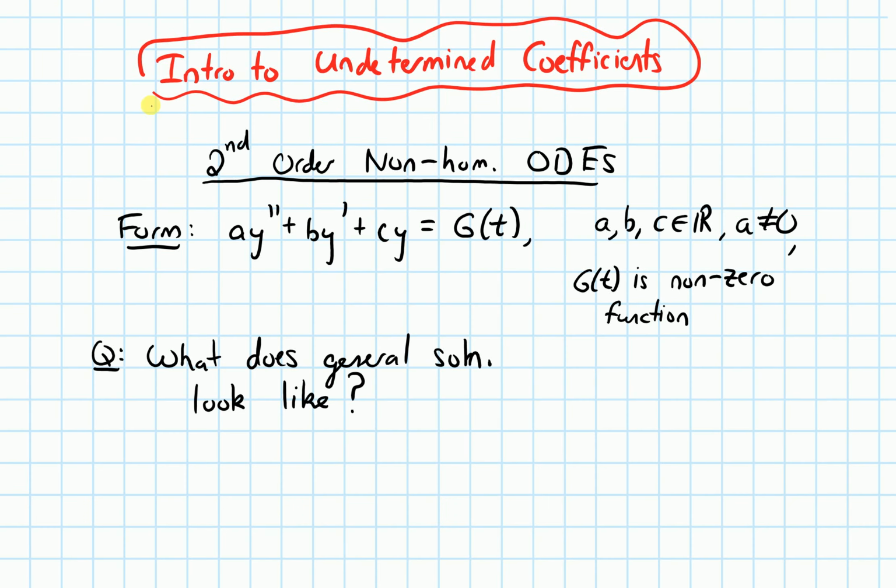In this video, we're going to give an introduction to the method of undetermined coefficients for solving non-homogeneous second-order ODEs. So we're looking at differential equations that have this form: ay double prime plus by prime plus cy equals g of t, where a, b, and c are reals, a is non-zero, and that's what makes this a second-order ODE. And g of t is now a non-zero function, and that's what makes this non-homogeneous.